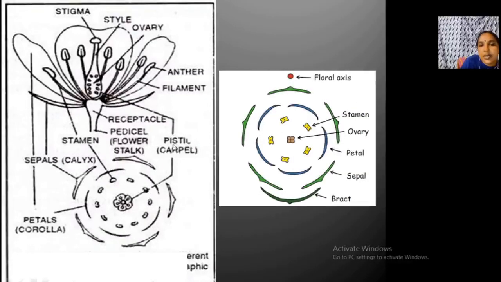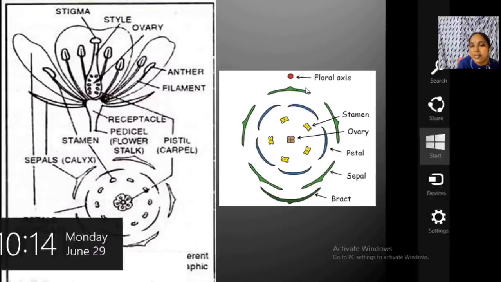One more example, different examples here. All free: sepals and petals all free. Stamens also free. This is the bract. This is the axis. This is the ovary. Clear? So I hope you understood well. Representation of floral parts in the form of a diagram is a floral diagram, where calyx, corolla and androecium are represented by their parts in definite shapes. Okay.